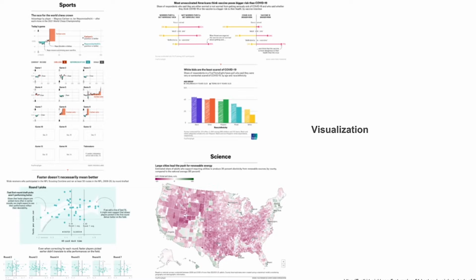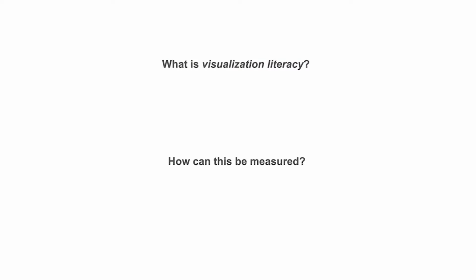So visualizations are the charts or the graphs you might encounter in your everyday media consumption, such as from news outlets, and here are some examples. Visualizations are all around us, so visualization literacy is becoming more important than ever. Now, there are two questions that I want to bring to your attention today. What is visualization literacy exactly, and how can we measure it?